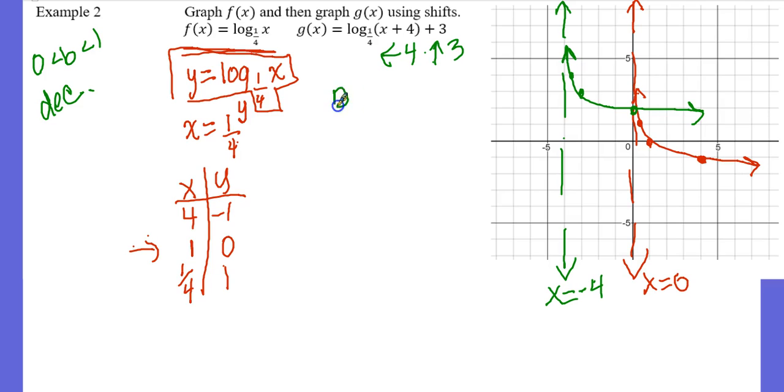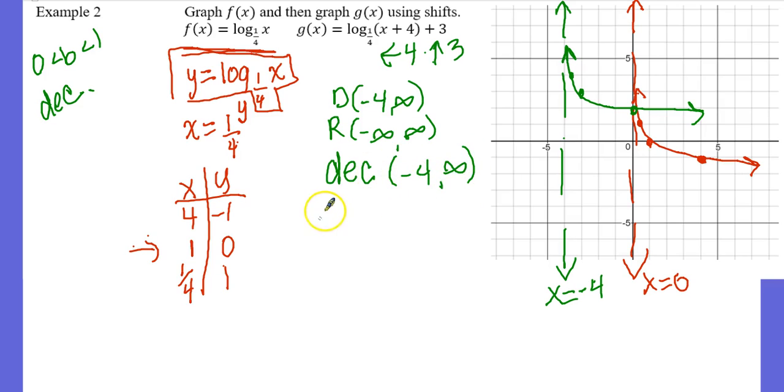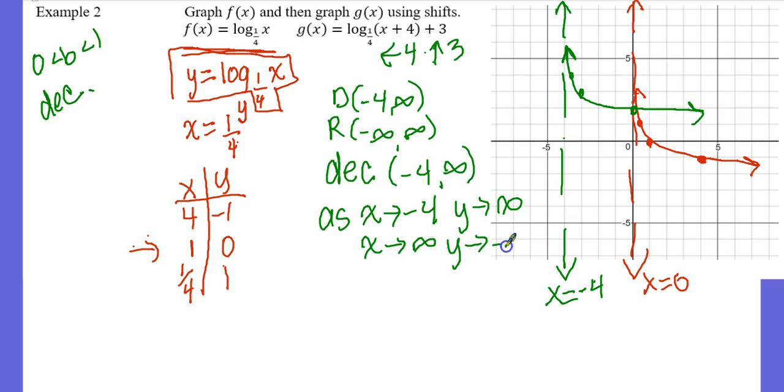Okay, with our domain, -4 to infinity, our range unrestricted. This is a decreasing graph on the interval -4 to infinity, and its end behaviors: as x approaches -4, y approaches positive infinity, and as x approaches positive infinity, y is approaching negative infinity. Why? Because it's decreasing. Okay?